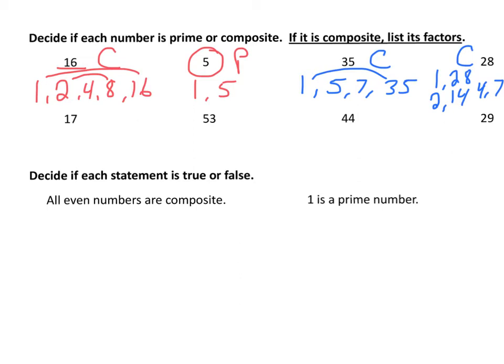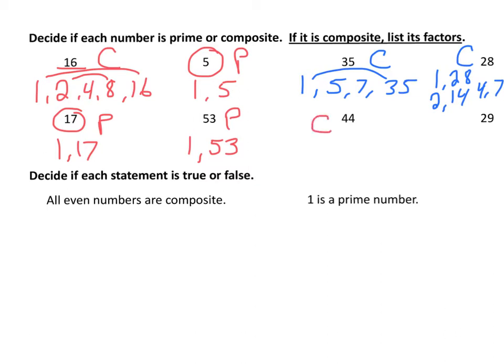Down here for 17, 17 is going to be a prime number because the only thing I can come up with that I could multiply together to get 17 is 1 times 17. So it only has two factors, 1 and itself. Next I have 53. 53 is also a prime number because it only has 1 and itself as factors.